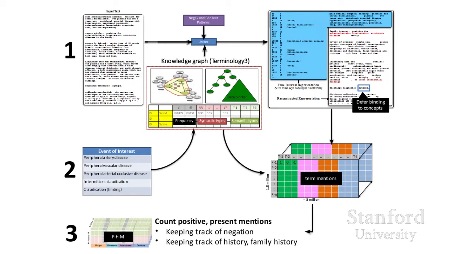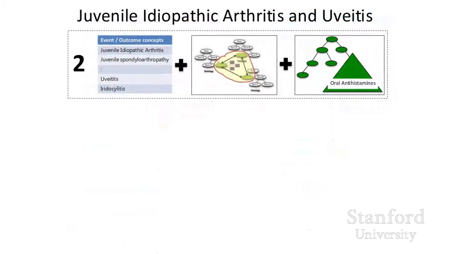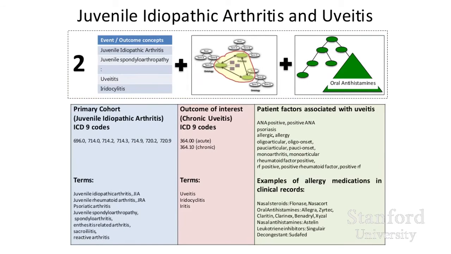So this was a very technical slide, but just to give you a flavor for how things happen under the hood. And this particular step, the second step, if we actually did it for juvenile idiopathic arthritis and the uveitis and things like that, which I mentioned in that example, you would get this list of ICD-9 codes, you would get this list of terms. In the case of allergy medications, it would expand into things like Flonase, Nasacort, Allegra, Zyrtec, and all of those things that we would then go look for in the unstructured documents, the clinical documents.